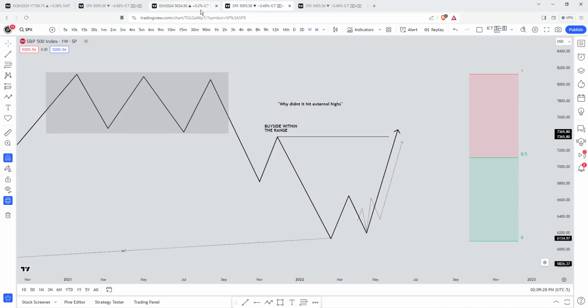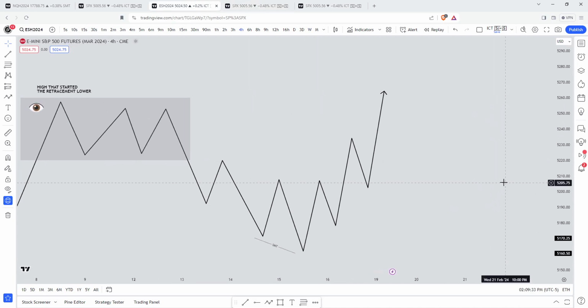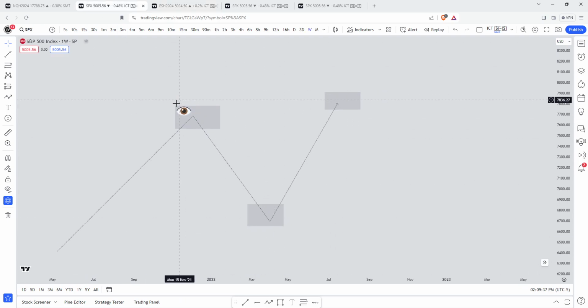Now, a big misconception about market maker models is as soon as people see these market maker models and they identify a consolidation in here, they immediately think it has to go for this high. And I'm going to help you guys filter out situations where it moves to this external high versus price just moving to something like this.